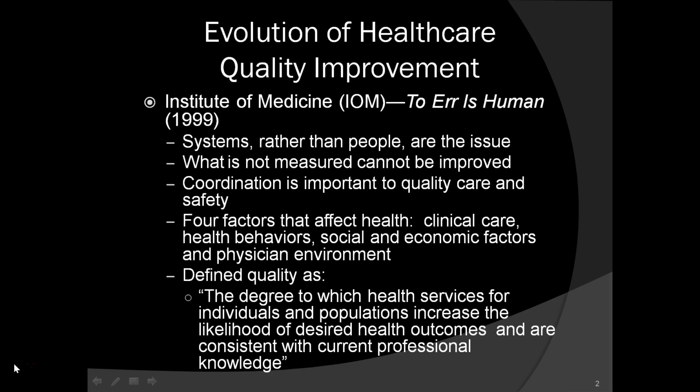Four factors that affect health are clinical care, health behaviors, social and economic factors, and physical environment. And so they're going to define quality as the degree to which health services for individuals and populations increase the likelihood of desired health outcomes and are consistent with current professional knowledge. This also comes to understand that the quality of health care delivered in a system that can keep patients safe is essential to advance population health.